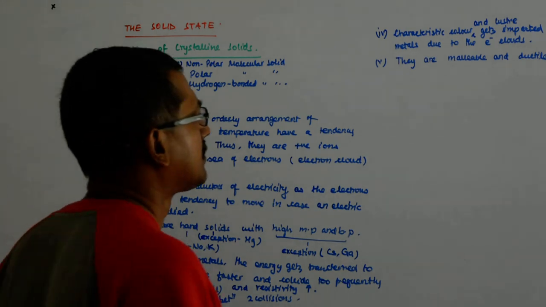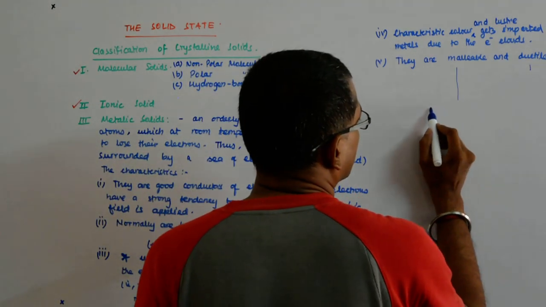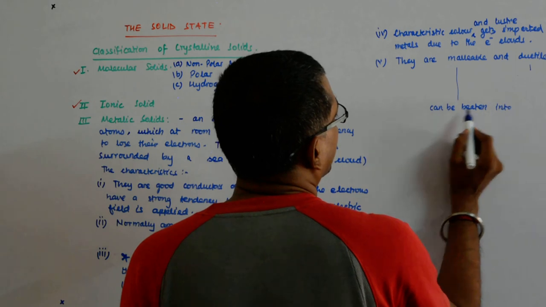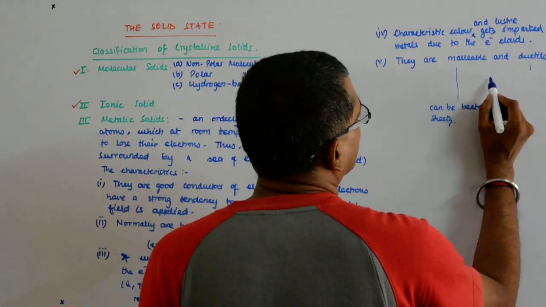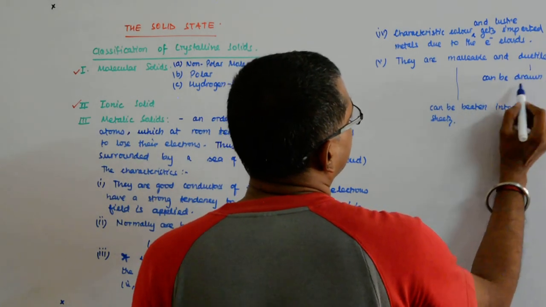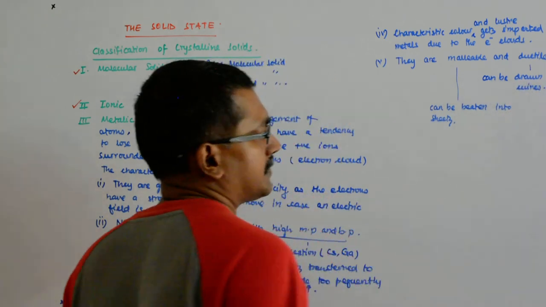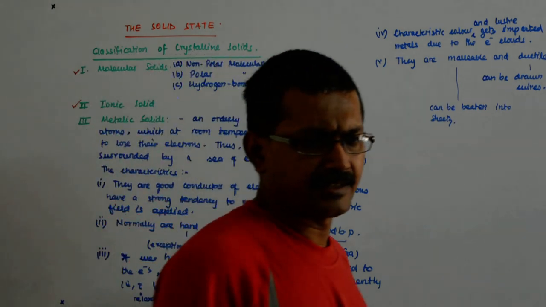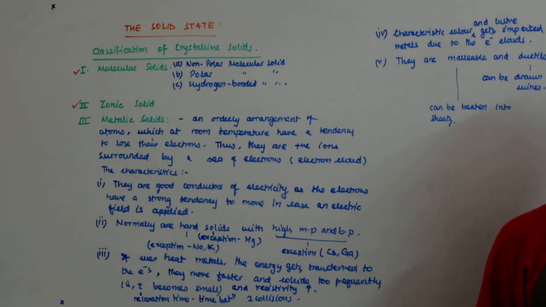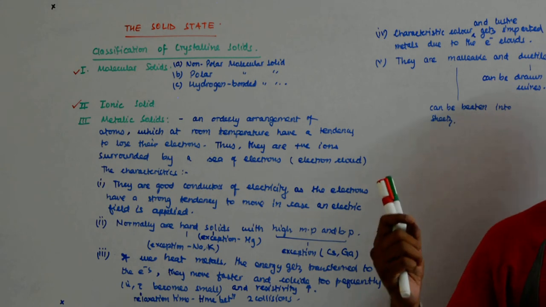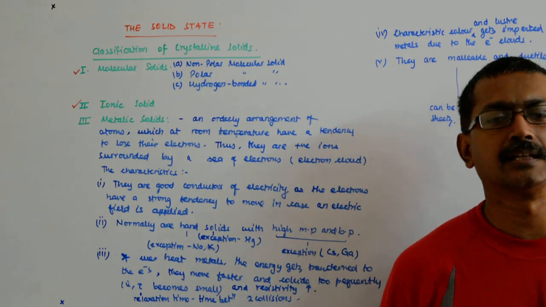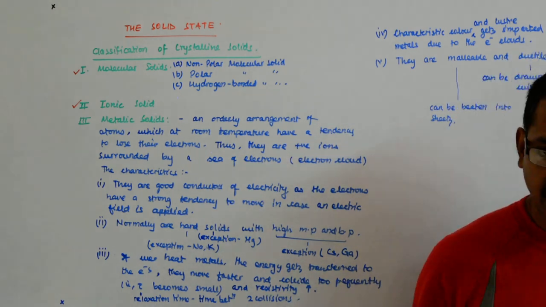What is malleability? What is ductility? Malleable means can be beaten into sheets. Correct? How about ductile? Can be drawn into wires. This you must have studied in physics in class 11th, right? What happens? If the ultimate tensile strength and the fracture point are too far away, the metal is ductile. If it is too close, it becomes brittle, it fractures.